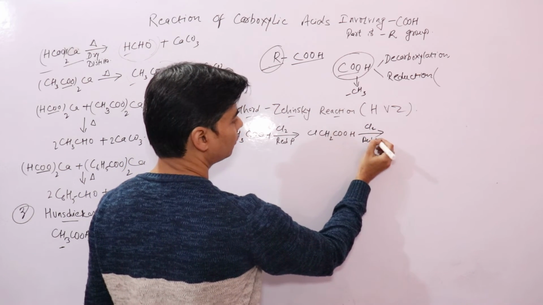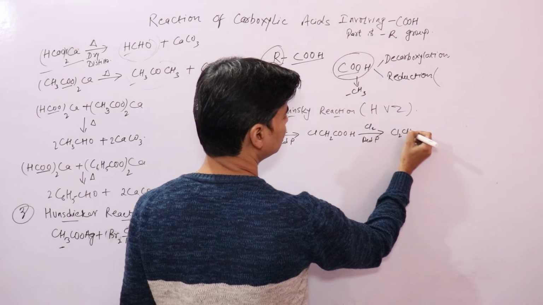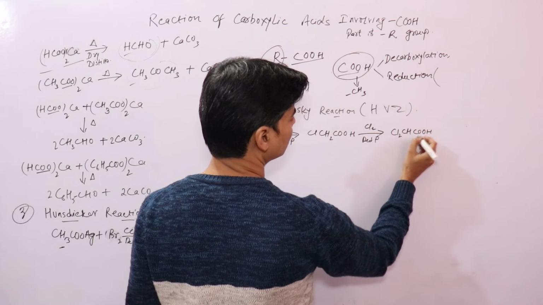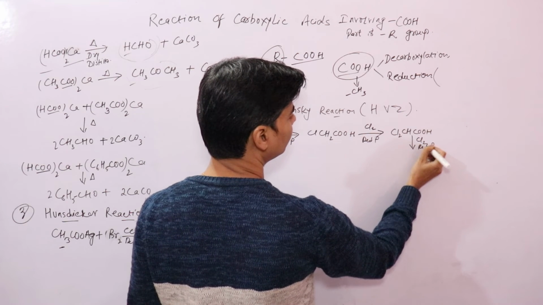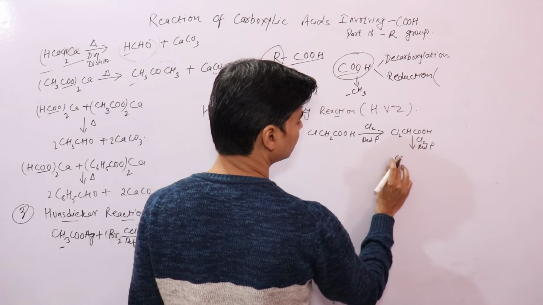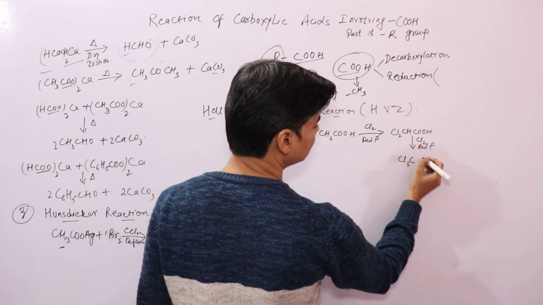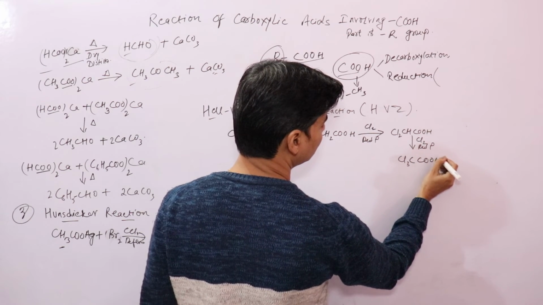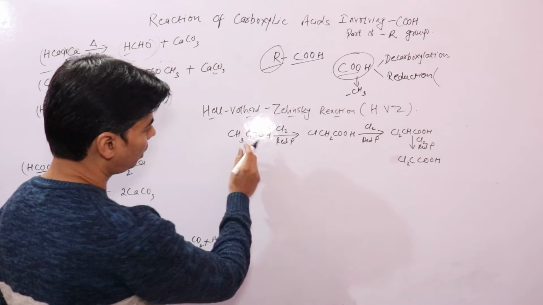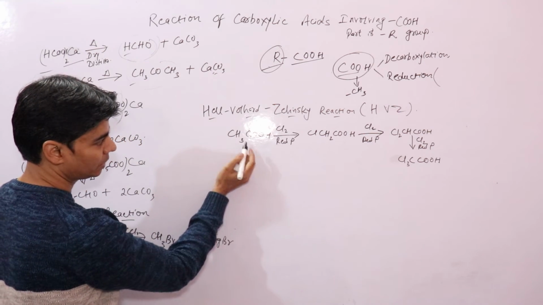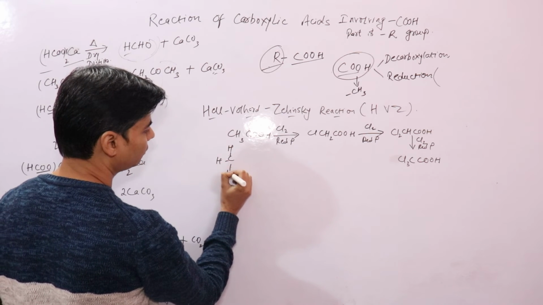And this reaction will continue in the presence of red phosphorus. It will form Cl2CHCOOH, right? And it will continue and it will form Cl3CCOOH, trichloroacetic acid, right? Where all alpha hydrogen atoms are replaced. This is just to understand what alpha hydrogens are.